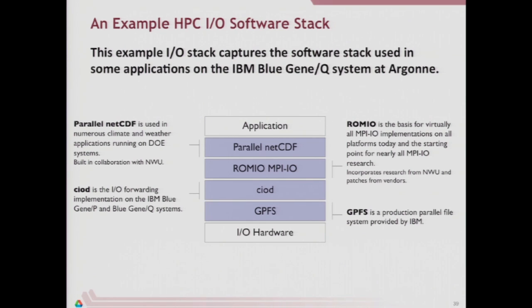On the Blue Gene, the I/O forwarding is done by a piece of software called the CIOD. And then at the very bottom is a GPFS file system interacting with the I/O hardware. So if you did want to optimize yourself, you'd want to align to lock boundaries, which you can find out on that system. And so this is a good concrete example of an I/O stack that we could discuss.